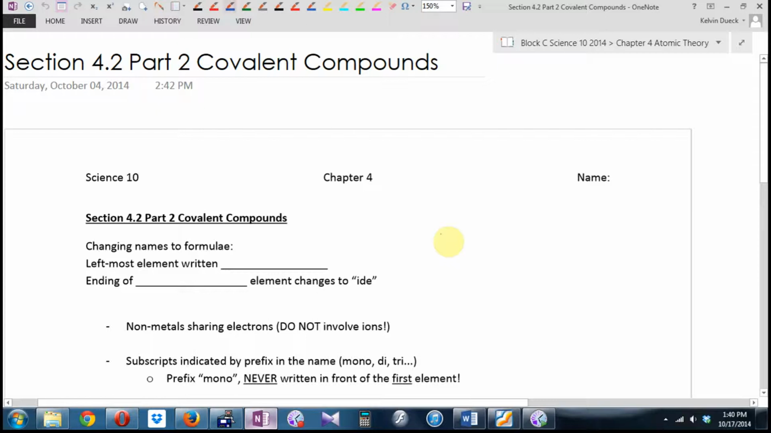So I called this section 4.2 part 2, naming covalent compounds. What were covalent? Okay, first of all, that meant you were sharing electrons. How could you glance at a compound and tell that it was covalent instantly? Who remembers? Yep. Okay, let's put that in brackets here.